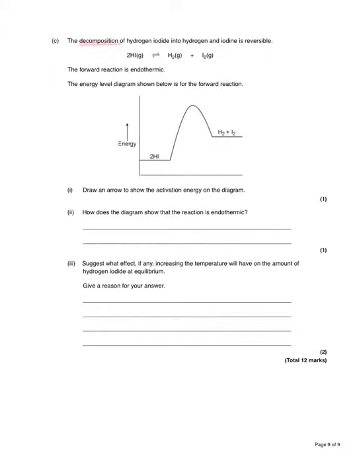Next up, you're looking at the decomposition of hydrogen iodide into hydrogen and iodine. It's reversible, I can see that there. The forward reaction is endo, okay? So that's endothermic in that direction. It's shown by the energy diagram drawn out to show the activation energy. Well, the activation energy, by definition, is the minimum amount of energy required for a reaction.